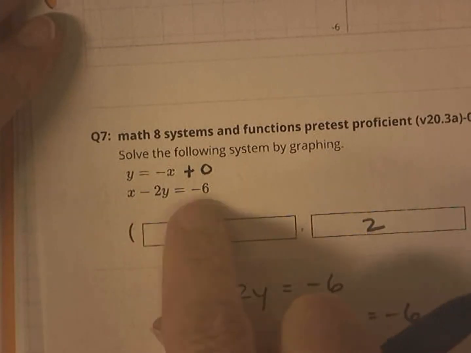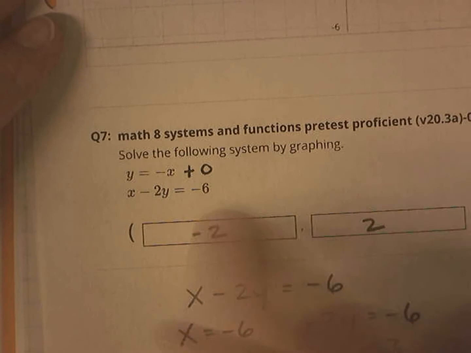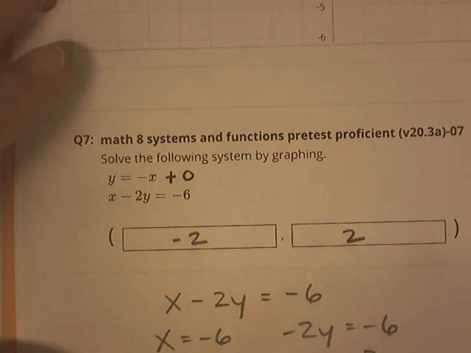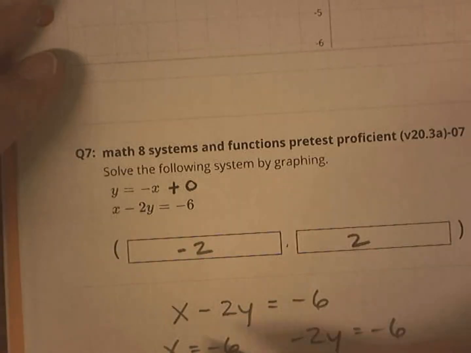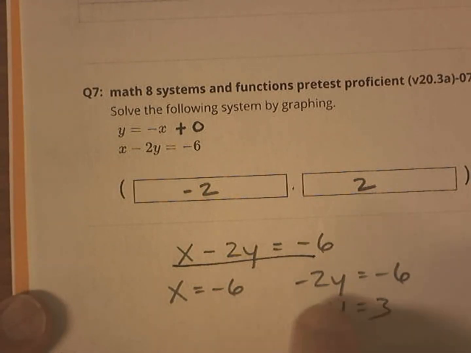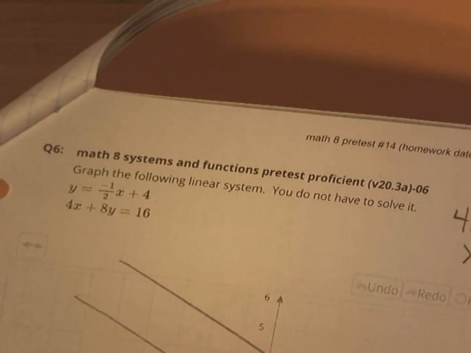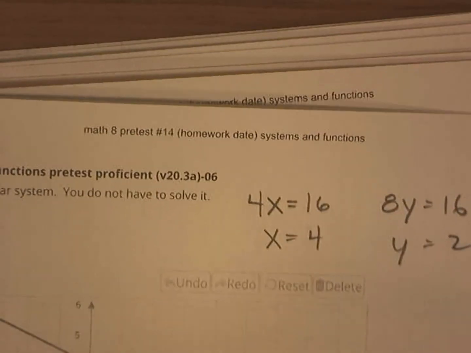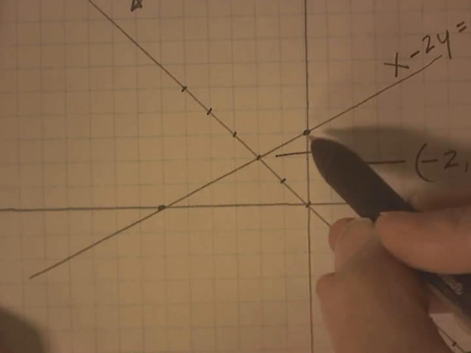So I have x minus 2y equals negative 6. I'm going to split it into mini equations. So I have x equals negative 6. And I have negative 2y equals negative 6, so y equals 3. So I have x equals negative 6, y equals 3. X equals negative 6. Boom. Y equals 3. There it is.